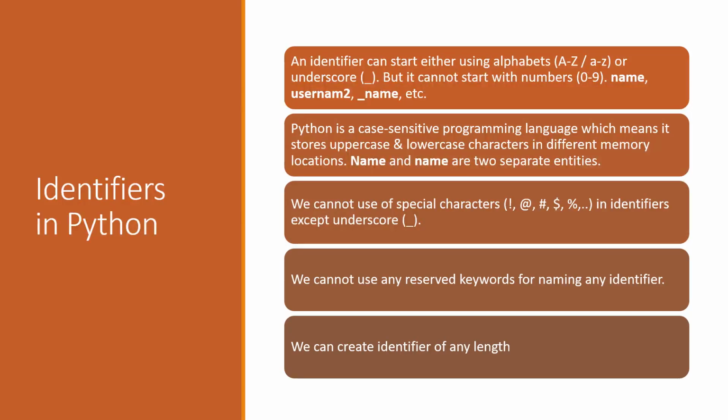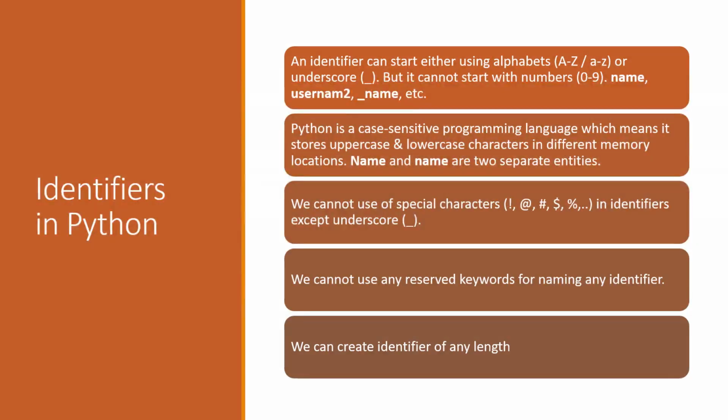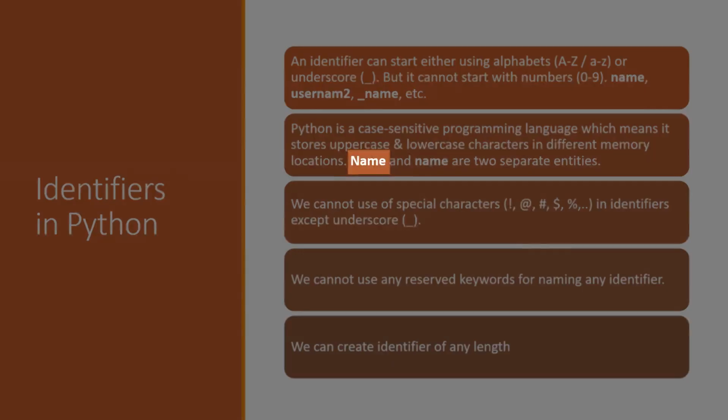First, an identifier in Python can start either using alphabets, either uppercase or lowercase, or we can use underscore, but it cannot start with a number. So for example, name, username2 or _name are some valid identifier names. Other than this, Python is a case sensitive programming language, which means it stores uppercase and lowercase characters in different memory locations. So for example, identifier Name with capital N and another name with lowercase n are two separate entities.